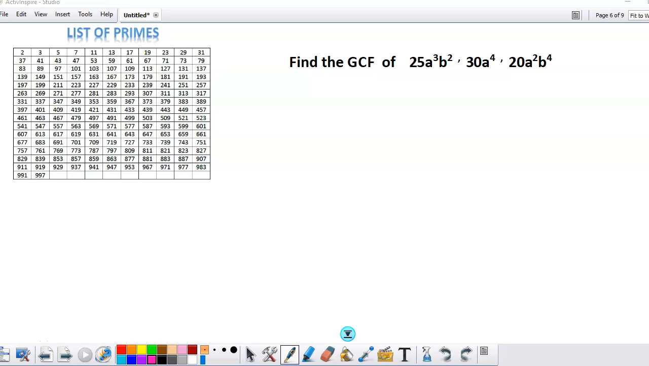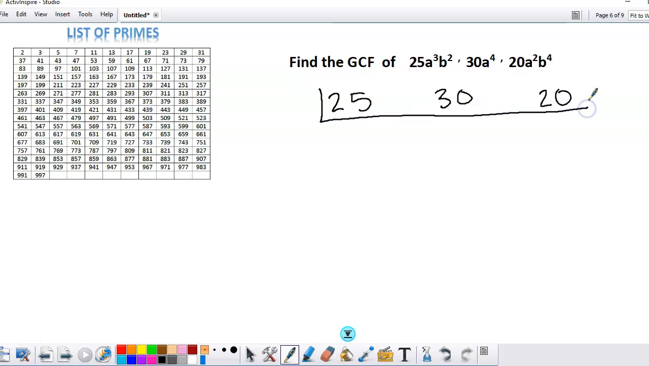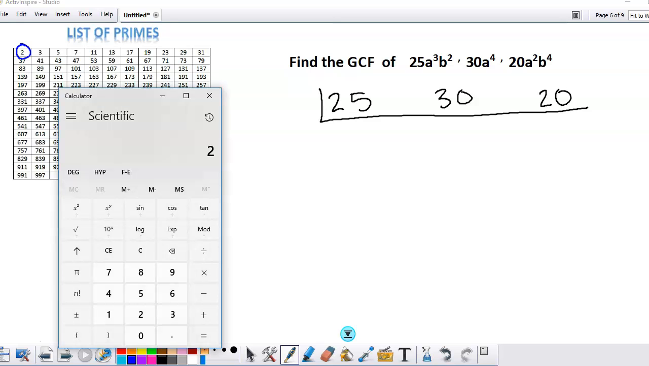Find the GCF of three numbers with letters, part 2. Our first thing again will be to find the GCF of the number part of each term. So I'm going to write them down: 25, 30, and 20. Draw our L, upside down divide, and check what our first prime number is. So will 2 divide into every one of those numbers? Remember, it has to be common to all three numbers.